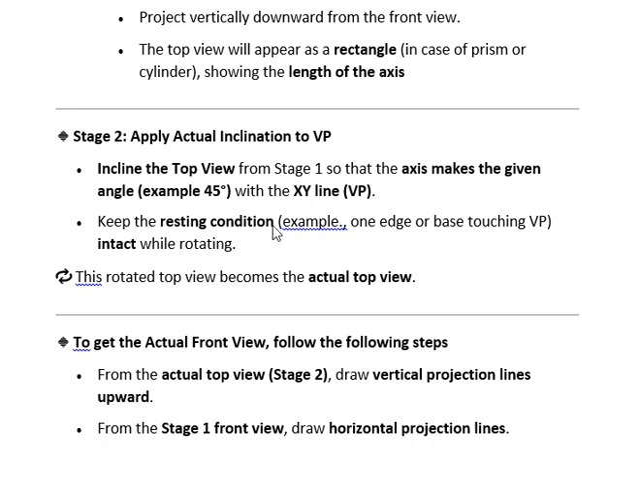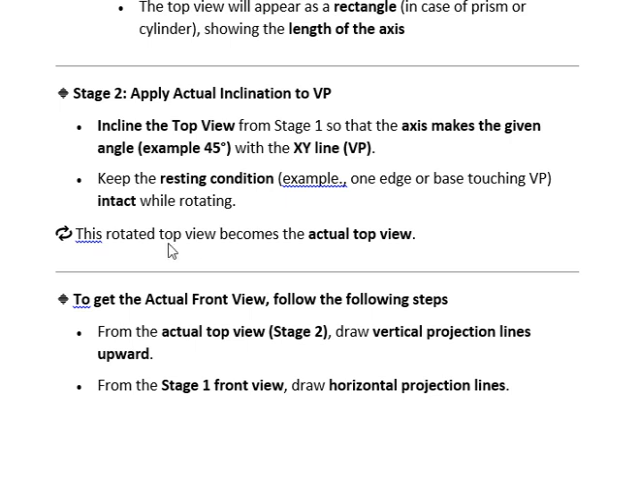Then keep the resting condition. While tilting the first stage top view, you have to fulfill this condition also. You have to tilt the object up to 45-degree inclination. 45 degrees means the axis of the solid is inclined to VP at 45 degrees. That is the condition. At the same time, keep the resting condition, for example, one edge or base touching VP while rotating. Okay. This rotated top view becomes the actual top view based on the given conditions.